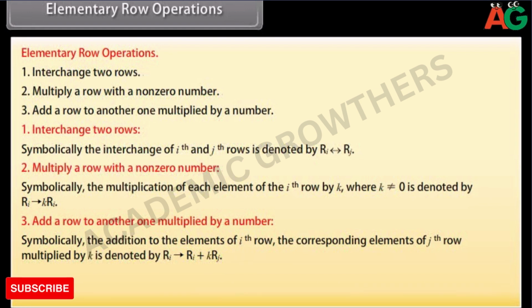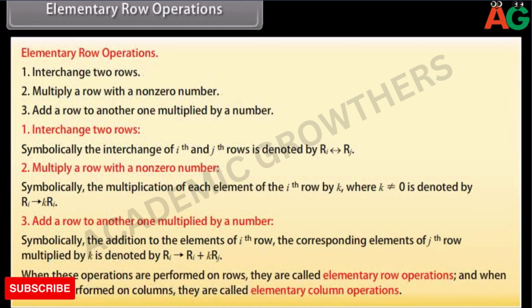Symbolically, the addition to the elements of ith row, the corresponding elements of jth row multiplied by k, is denoted as given below. When these operations are performed on rows, they are called elementary row operations, and when they are performed on columns, they are called elementary column operations.